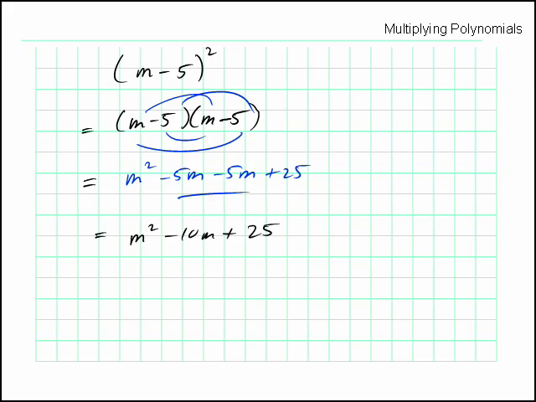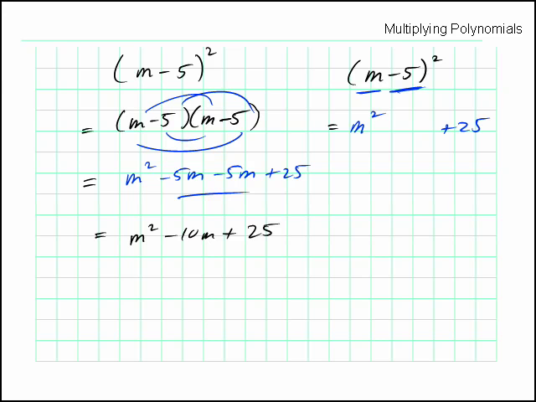Now there's a shortcut for these, and it's actually just using the pattern we wrote down. When I square a binomial like this, and this only works for squaring, all I do is this. I take the first term and I square it. I take the last term and I square it. Should be positive 25. And we know that there's got to be a middle term.